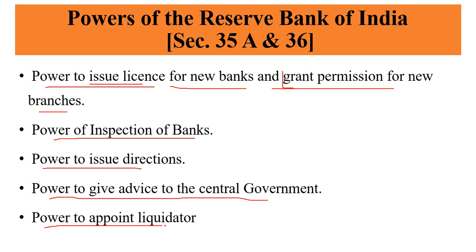Then the power to appoint a liquidator. If any bank is undergoing amalgamation or is winding up, in that case RBI can appoint or act as a liquidator to that particular bank. So these are a few powers of Reserve Bank of India under Section 35A and Section 36.